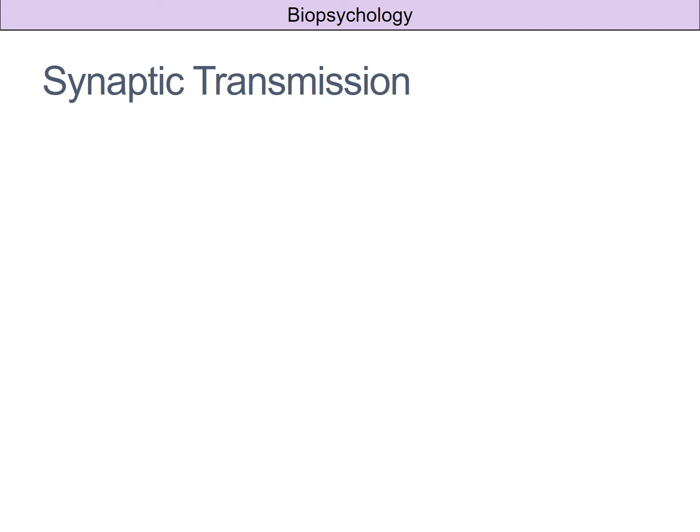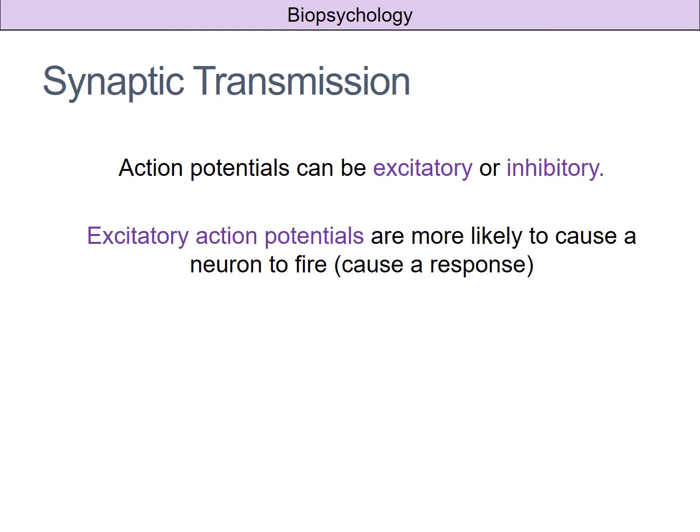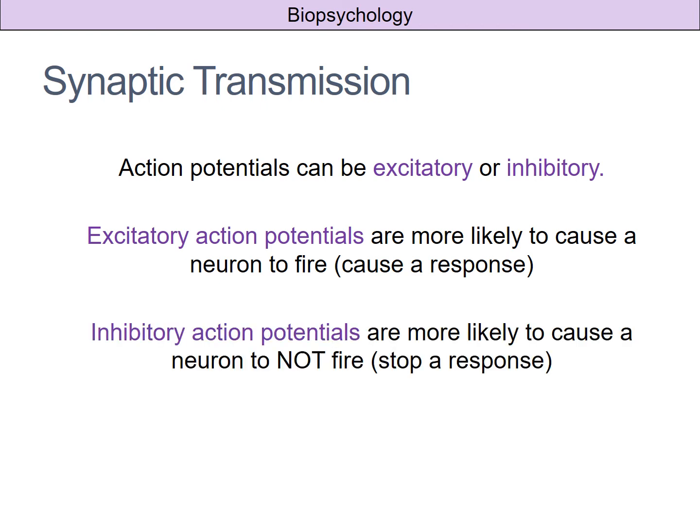So when we're thinking about synaptic transmission, action potentials themselves are not just excitatory. They don't just cause something to happen. They can be both excitatory or inhibitory. So if we've got an action potential which is excitatory, it's more likely to cause a neuron to fire, and you're more likely to get a response as a result. If you have an action potential which is inhibitory, they're more likely to cause a neuron to not fire. They're more likely to stop a response.